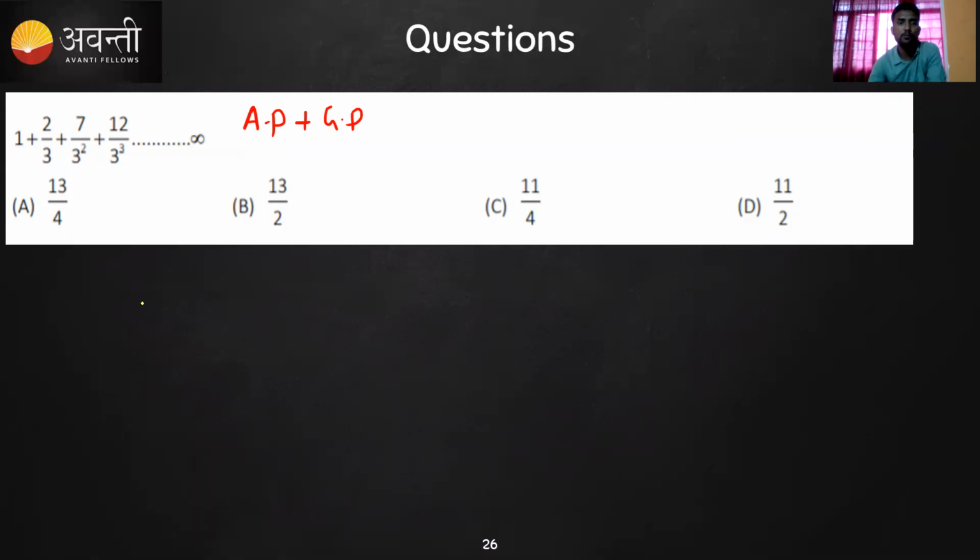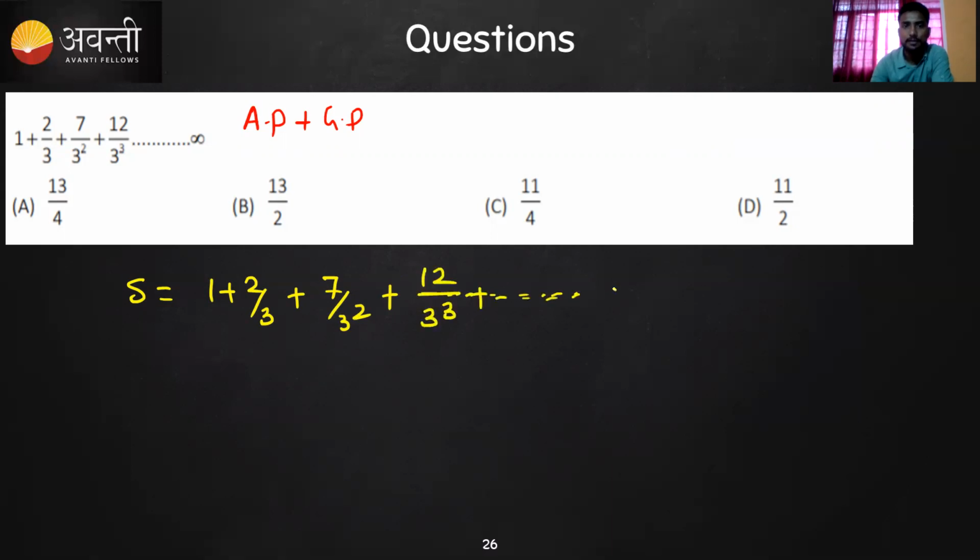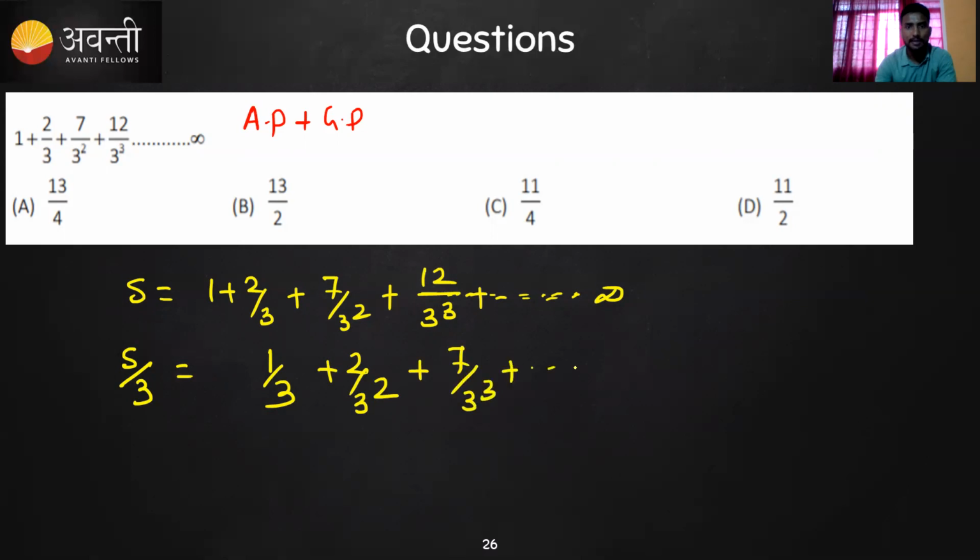So from here, simply do one thing, write S is equal to 1 plus 2 by 3 plus 7 by 3 square plus like that, or you can also write 12 plus 3 cube like that, to infinity. And then we'll take one another thing, that will be S divided by 3. So S divided by 3, then it will become 1 by 3, I am just leaving one thing, and then it will become 2 by 3 square, and then it will become 7 by 3 cube, and then like that only.